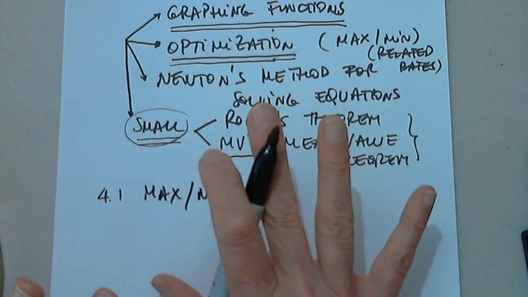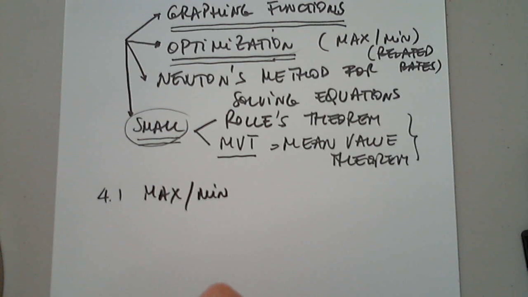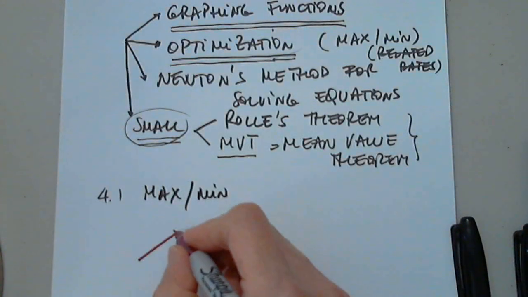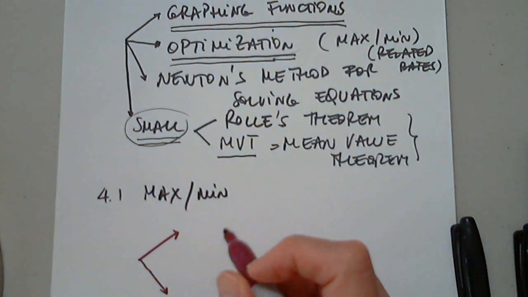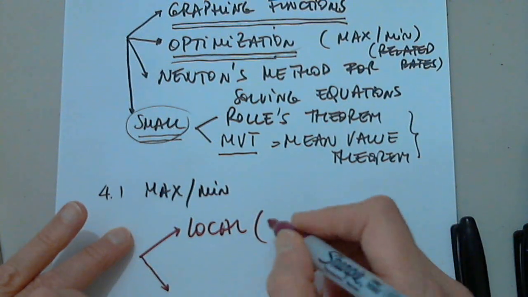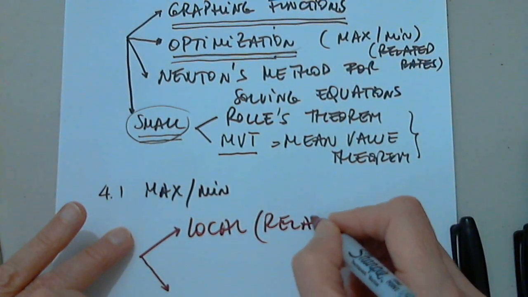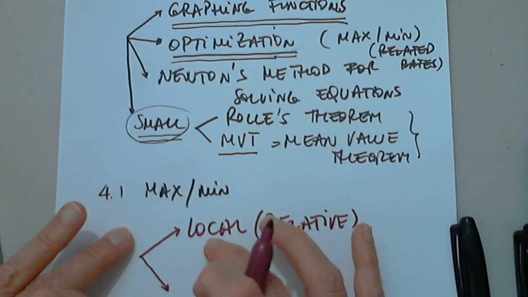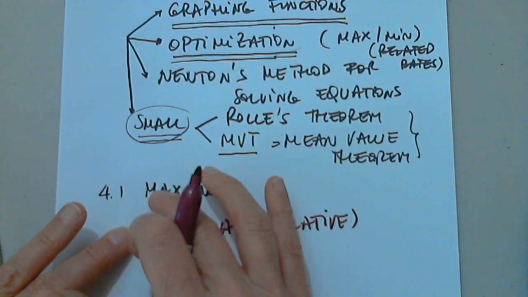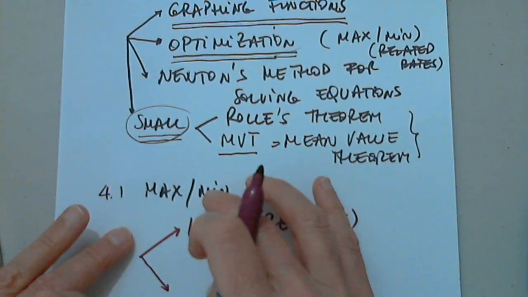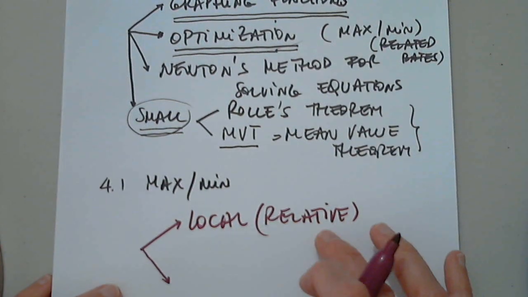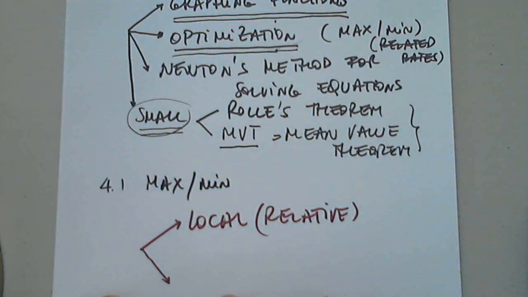And before we look at some graphs, I would like just to mention 2 different things here. We have 2 different types of max-min. Something called local. In some books, you're going to find it as relative. We use these 2 words interchangeably. If we say local max, we mean relative max, or if we say local min, we also mean relative min. Same thing. It doesn't matter whichever you prefer.